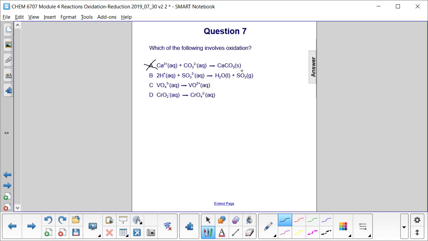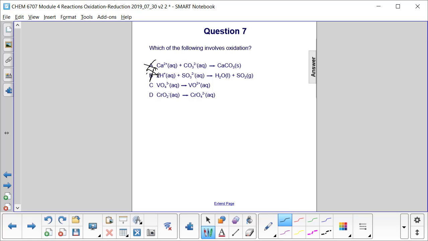Okay, the same thing is true in answer choice B. This is an acid-base reaction where we have a neutralization, and so hydrogen is +1 on both sides, oxygen is -2 on both sides, and sulfur is +4 on both sides. Okay, so this is not an oxidation reaction.